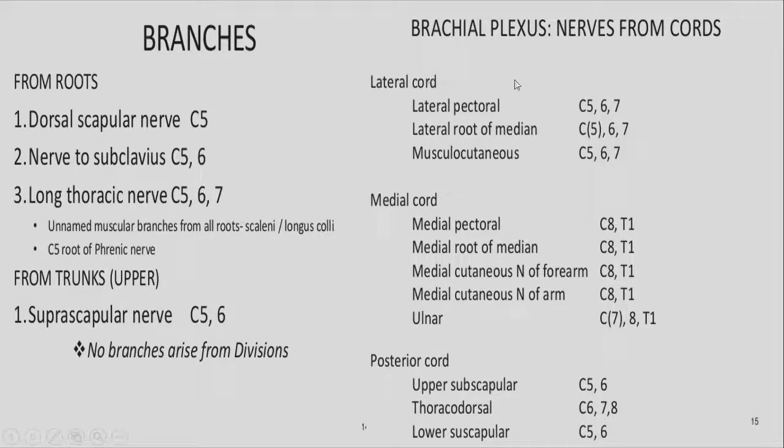From the lateral cord, basically we had three nerves: the lateral pectoral nerve, the lateral root of the median nerve, as well as the musculocutaneous nerve. From the medial cord, we had the medial pectoral nerve, the medial root of the median nerve, the medial cutaneous nerve of the forearm, the medial cutaneous nerve of the arm, and lastly the ulnar nerve. And from the posterior cord, you have the upper subscapular nerve, thoracodorsal nerve, and lower subscapular nerve.